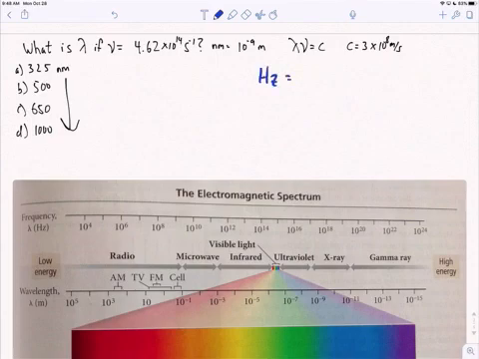So hertz is 1 over seconds. If you've ever heard the term hertz before, you've probably heard the term megahertz before, like 94.3 megahertz, for instance, or 99.9 megahertz. Those are radio stations, right? Those are the ones I listen to.